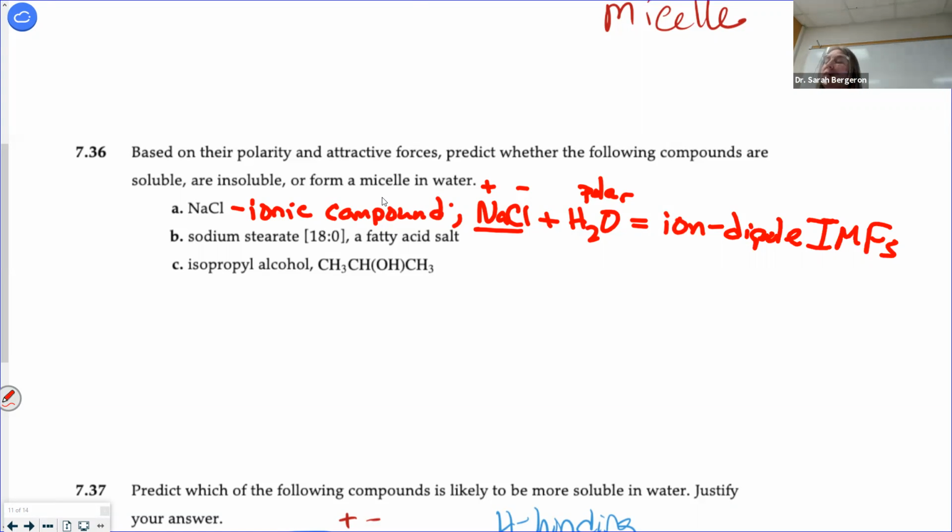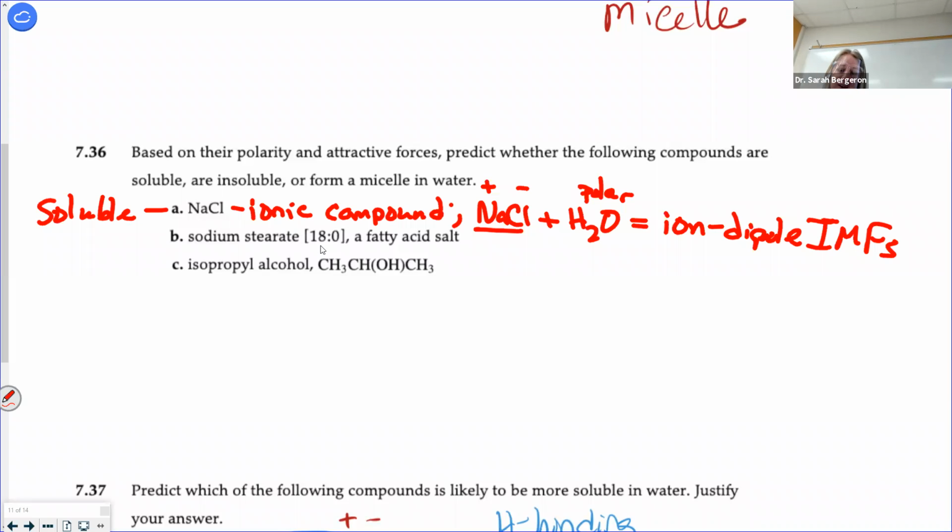Use your common sense. If I put salt in water, will it dissolve? Yes, it's soluble. I actually posted in chapter 7 at the end of all the lecture videos a little animation of how the dissolving process actually works with NaCl and water. Because sometimes you just need to see it. Okay, so you can use a little common sense to answer these.